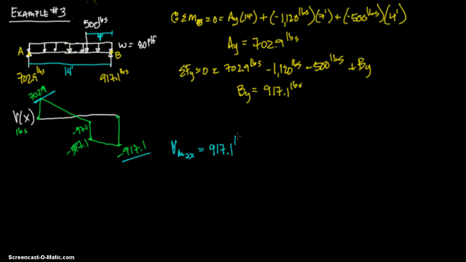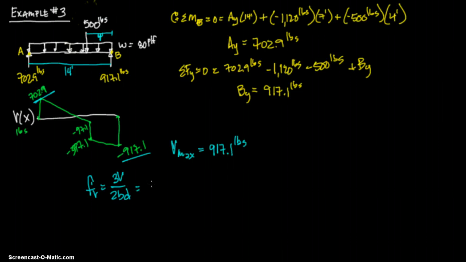And that's going to be in pounds. Alright, so we've got our Vmax, and we can move on. We don't need to go do our moment diagram. We already did that on example 3. So let's look at our simplified equation, because we can use our simplified shear stress equation because this is a rectangular section.